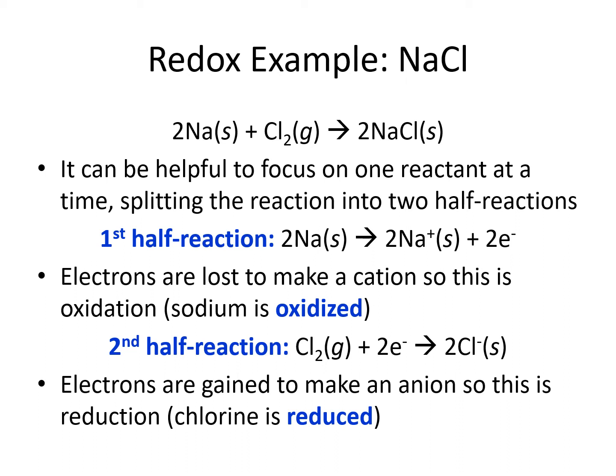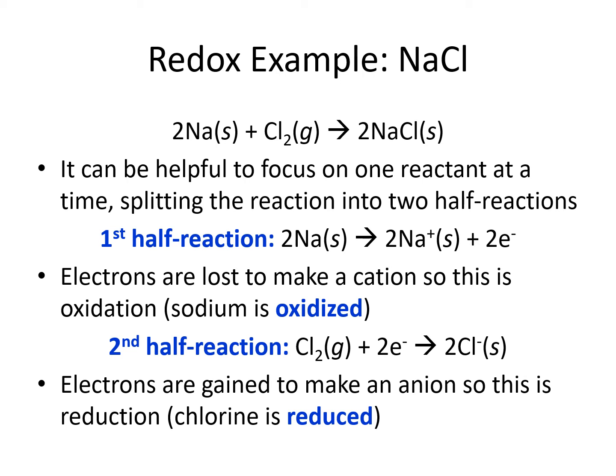The second half reaction involves the chlorine. The chlorine is gaining 2 electrons to become the Cl-1 ions. The neutral chlorine gains 2 electrons, and they're written on the left side of the arrow. So they're essentially going to be reactants. The electrons are being added to the neutral chlorine atoms to make the chloride ions. Electrons are being gained by the chlorines to make anions.